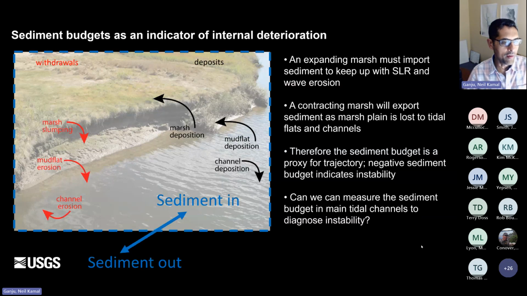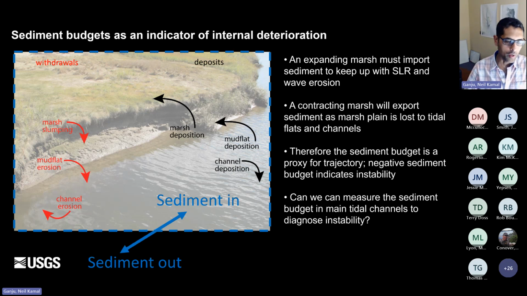Now, each of these things on the left in red is a withdrawal of the sediment budget of a marsh. So you have the edge slumping into the mudflat, you have the mudflat eroding, and then ultimately the channel can erode. Or you can have deposits. You can have sediment depositing on the marsh plain at high tide, as well as on the mudflat where vegetation can then colonize. You can see this block here that's fallen over is now recolonizing and stabilizing itself. And you can get deposition in the channel.